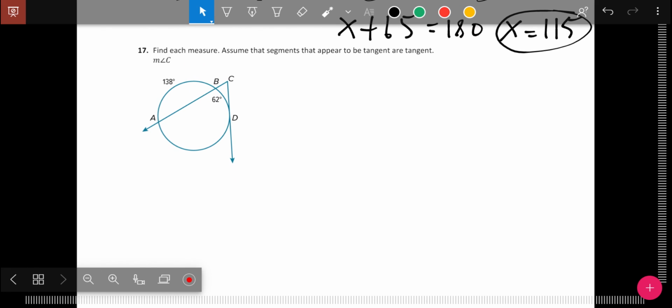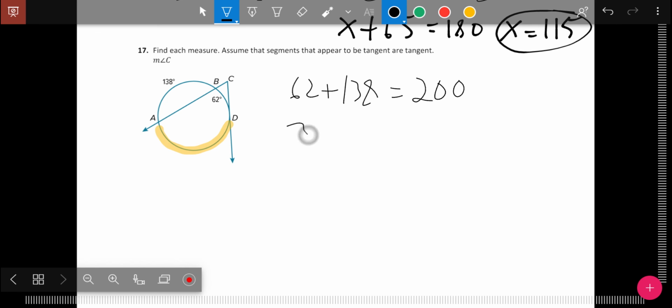Here, first thing I want to find is this arc. I know that this arc right here is 62. This arc right here is 138. And so I'm going to add those together. All right, that gives me 200. And I do 360 minus 200 is 160. And so this arc is 160.